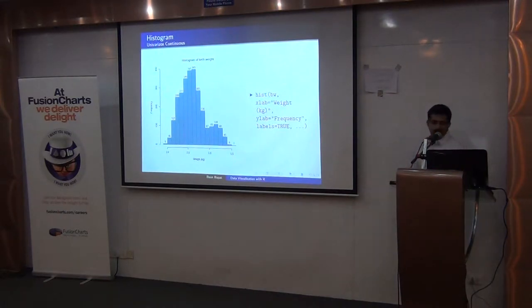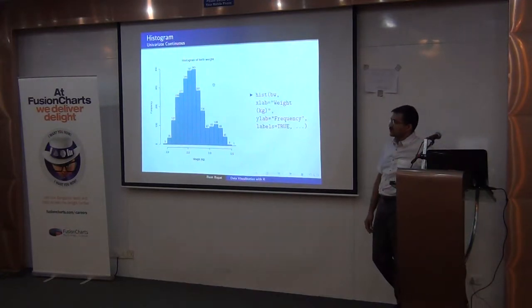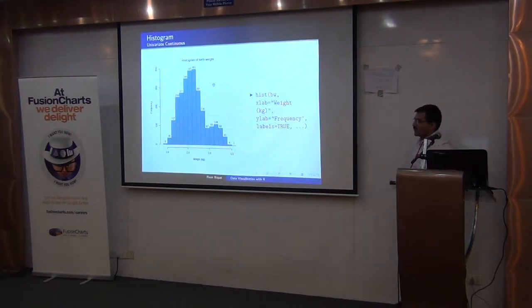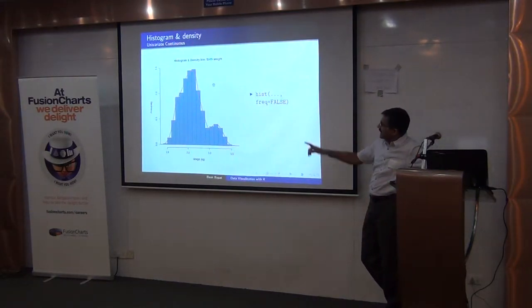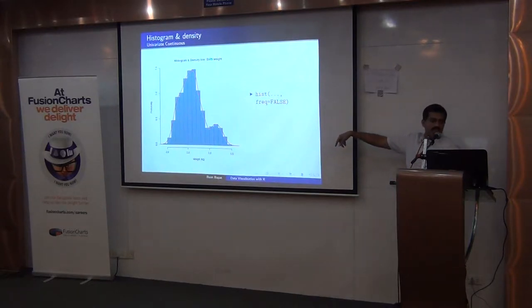A histogram essentially gives you the frequency of each bin. Now, there are several binning algorithms available, and you can choose which one you want. This is the default. So I added on to that a curve, a density curve.